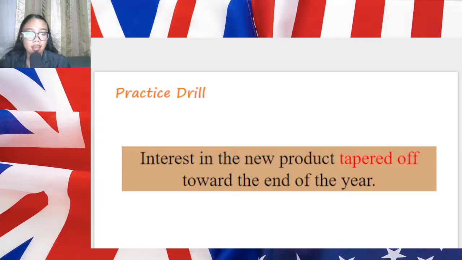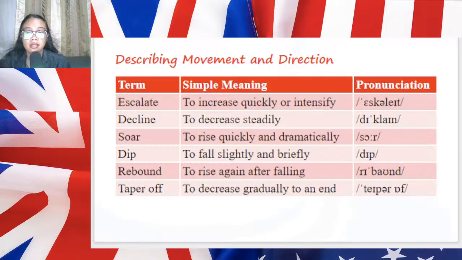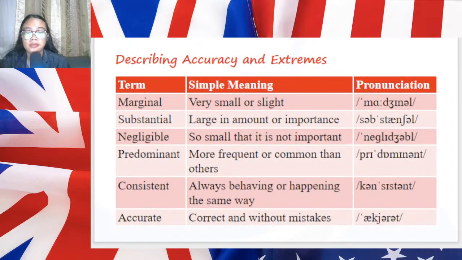And that is on describing movement and direction terms. All right, let's move on to the next set of terms, which is on describing accuracy and extremes.